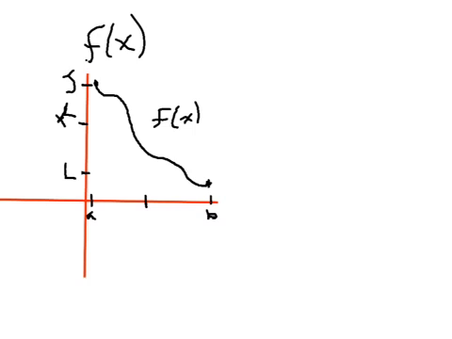So that's not really that good right there. Let's try that again. It's about right here. So this is C, that's K, dot up, dot over, this point right here. F of C equals K. Great, that's the intermediate value theorem.